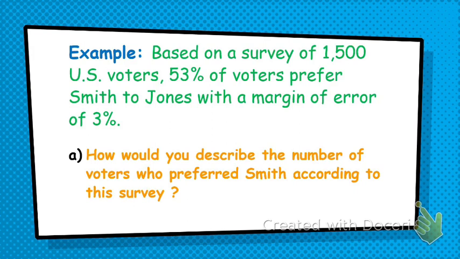Okay, well, first of all, 1,500 people took this survey. We're given that 53% of voters prefer Smith to Jones. But there's a margin of error of plus or minus 3%. So what we need to consider now is that I have 53% with a margin of error of 3%. So I need to find out my high and my low here. So 53% plus 3% would be 56%. And then 53% minus my margin of error of 3% would be 50%.